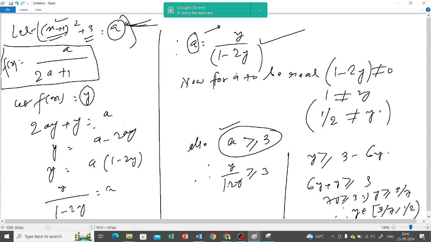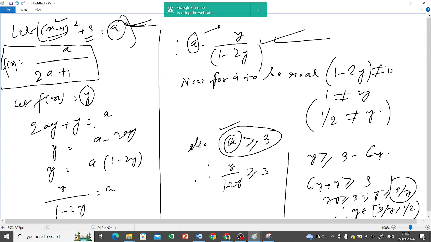Yes, sir. Now what is a? A is y divided by 1 minus 2y. So y divided by 1 minus 2y has to be greater than or equal to 3. On doing a little bit of calculation, I am getting y should be greater than or equal to 3 by 7.